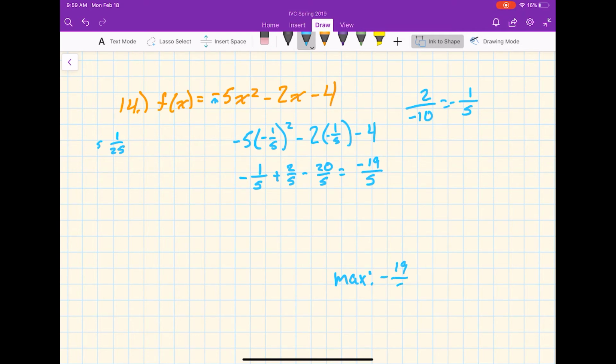Here I'm trying to go faster to make the video shorter, and I think it's making me brain lock a little bit here. So negative 19/5. That's the answer for number 14.